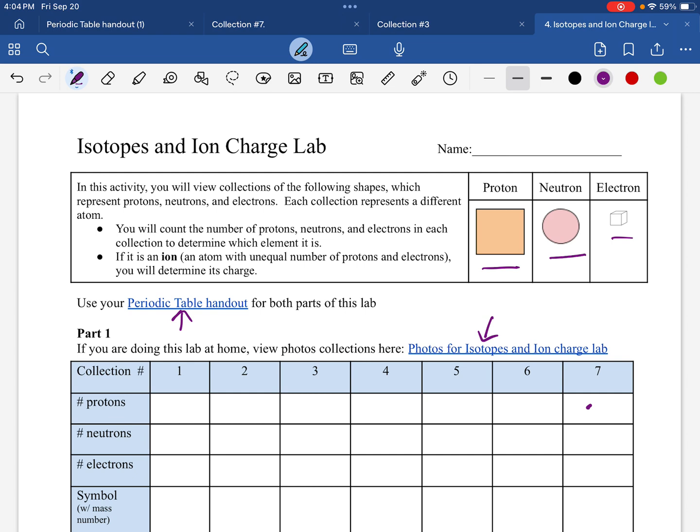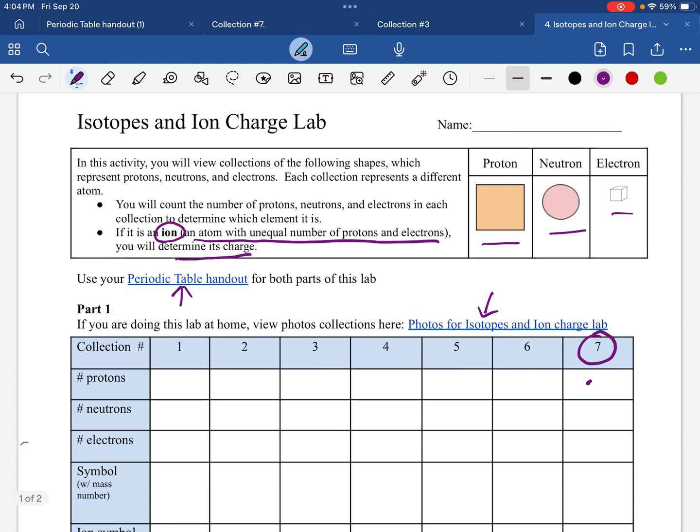So we're going to jump in and try collection number 7. One term we need to know is what an ion is. An ion is an atom with an unequal number of protons and electrons. Because protons and electrons are the charged particles, when they're unequal, that means the atom will have a charge, which means it's an ion. Ions are atoms that have an electric charge.